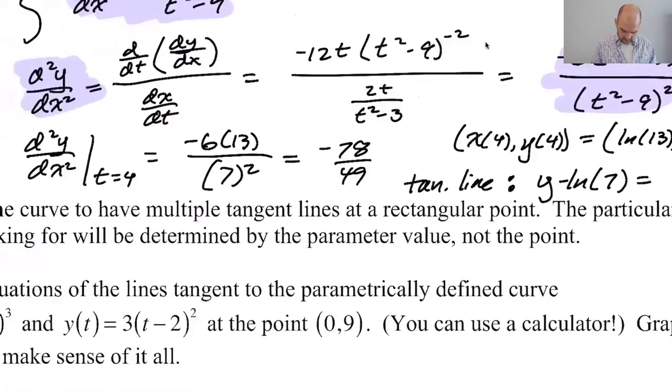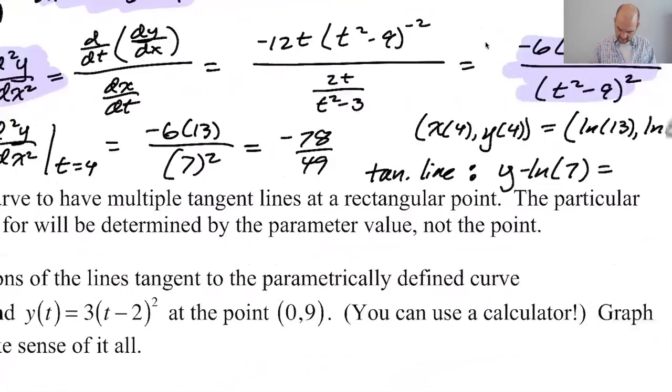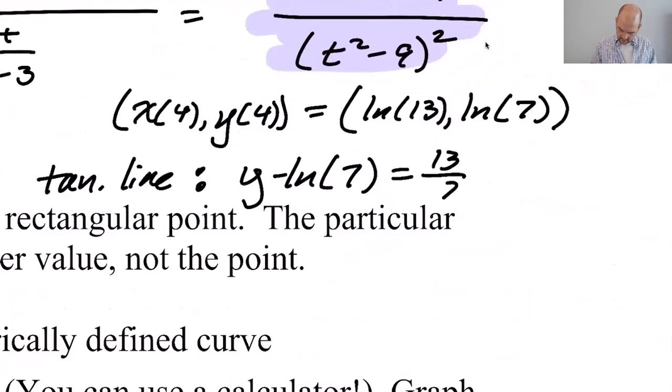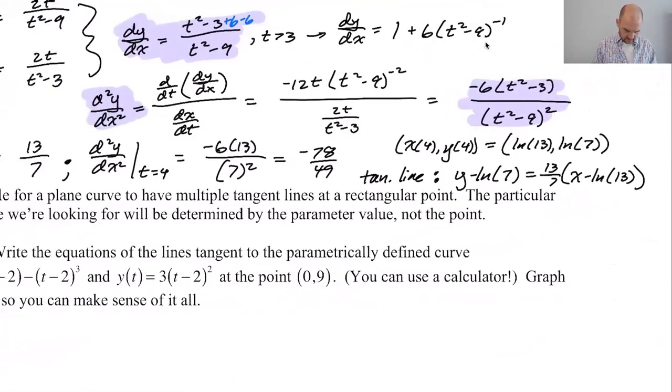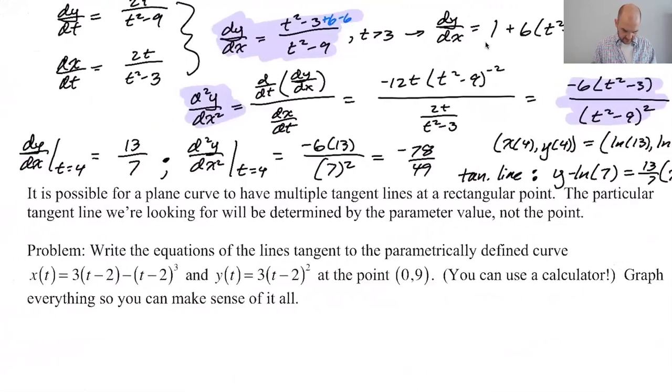Slope that we got was 13 over 7. I hope that's right. I mean, I hope everything is right, you know? Ew, that's not right. X minus ln, natural log of that. Golly, that was a lot of doing here.